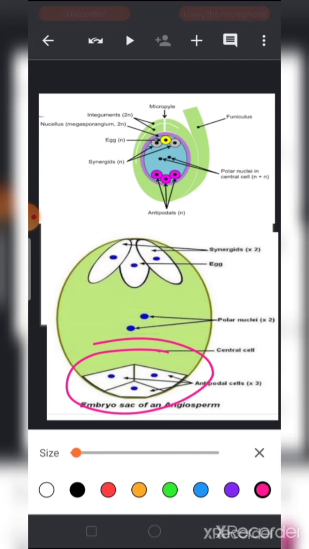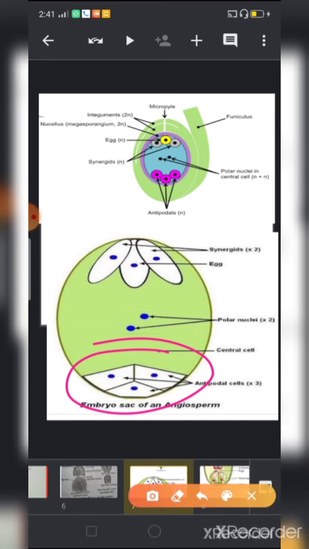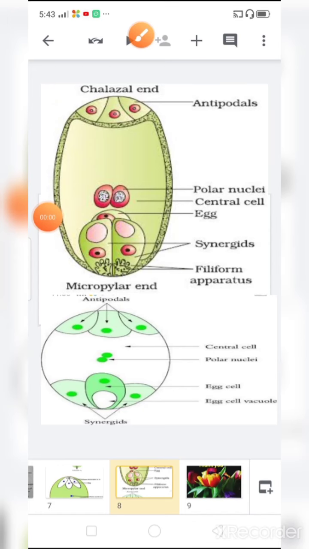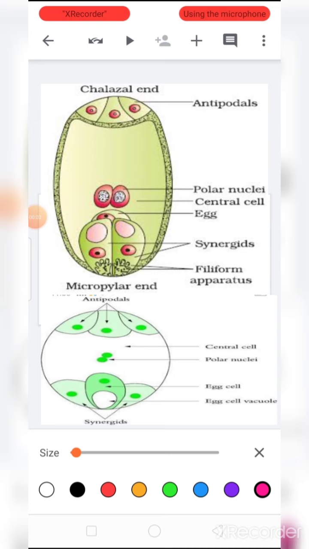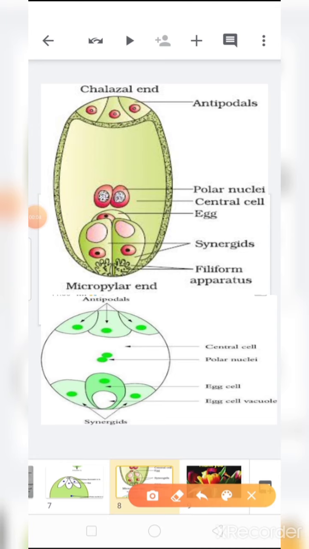This is about megasporogenesis. Now let's talk about the structure of the embryo sac or female gametophyte.